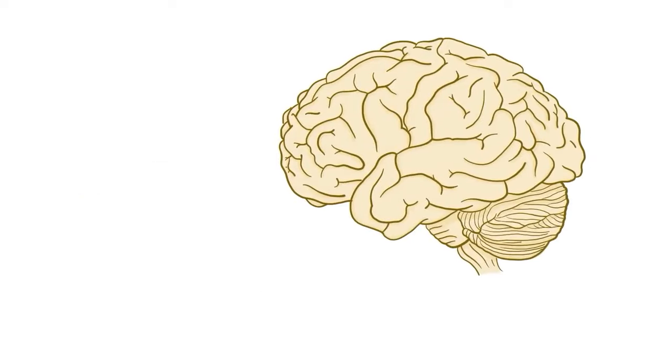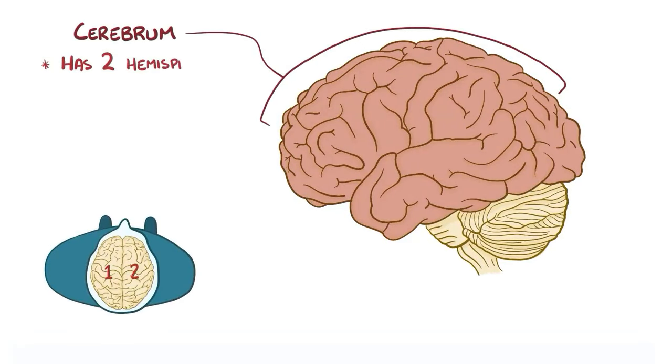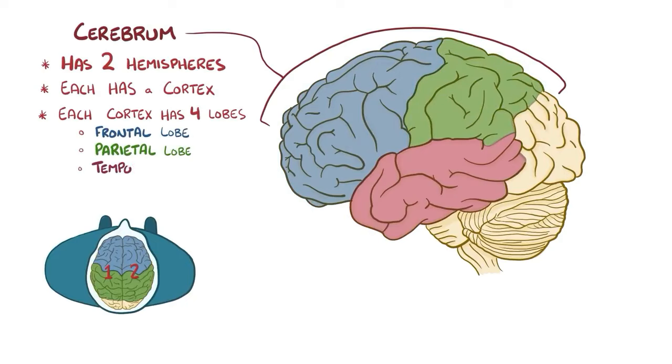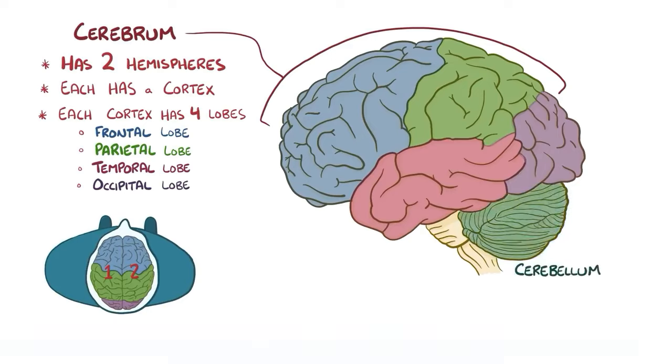The brain has a few regions. The most obvious is the cerebrum, which is divided into two cerebral hemispheres, each of which has a cortex, an outer region, divided into four lobes, including the frontal lobe, the parietal lobe, the temporal lobe, and the occipital lobe. There are also a number of additional structures, including the cerebellum, which is down below, as well as the brainstem, which connects to the spinal cord.